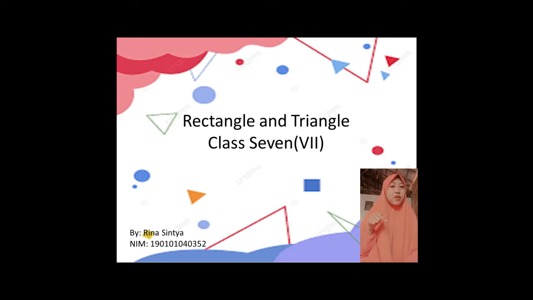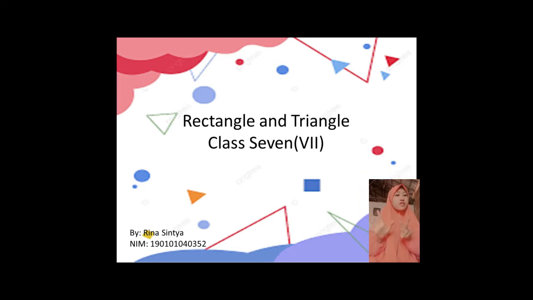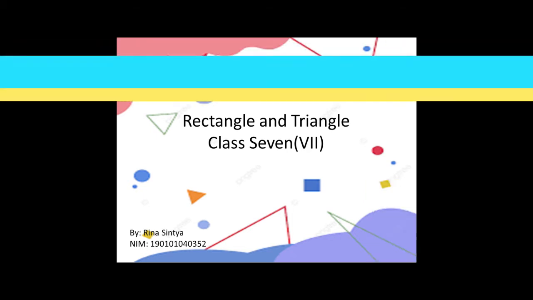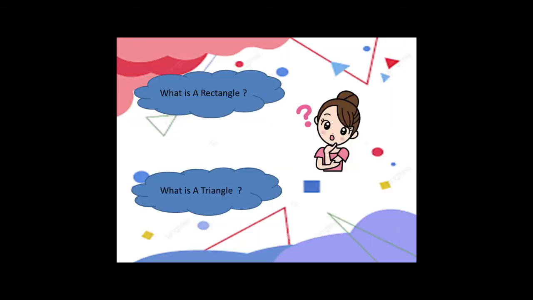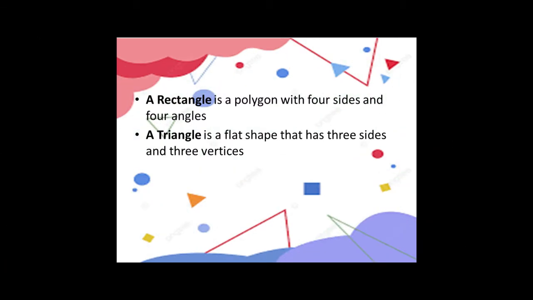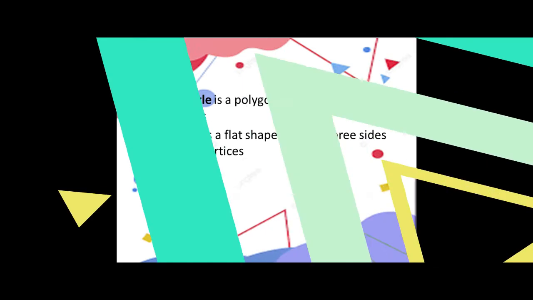In this video, I will discuss rectangles and triangles for 7th grade junior high school. What is a rectangle? What is a triangle? A rectangle is a polygon with 4 sides and 4 angles. A triangle is a flat shape that has 3 sides and 3 vertices.